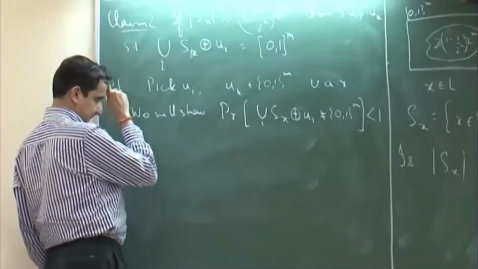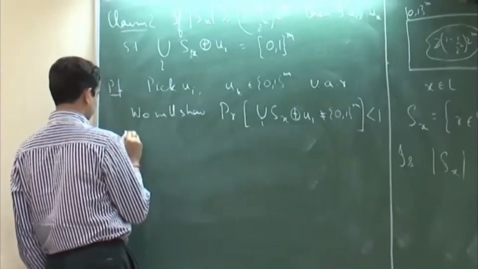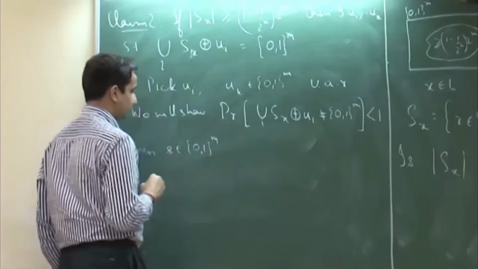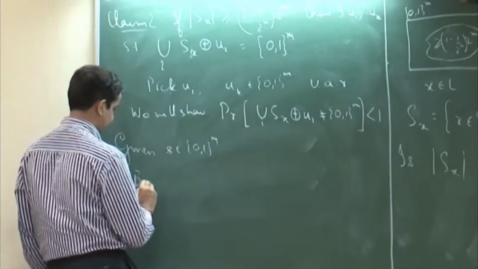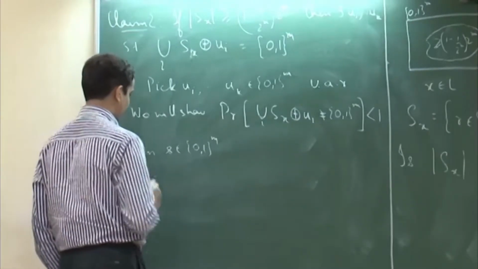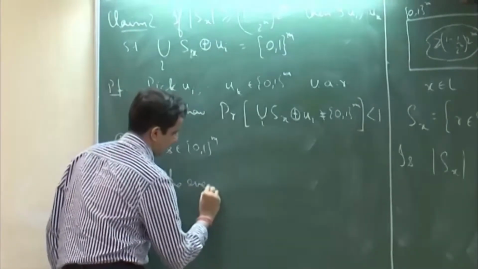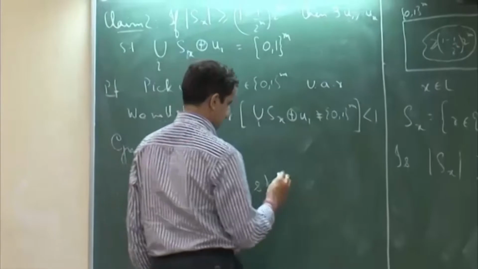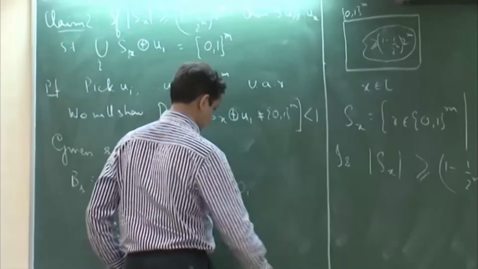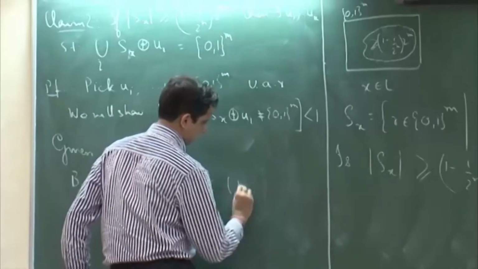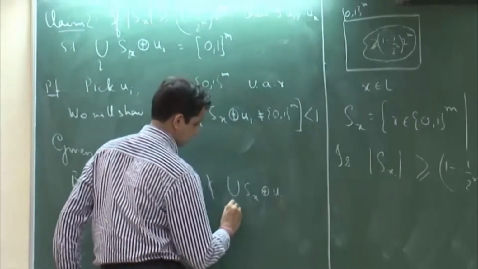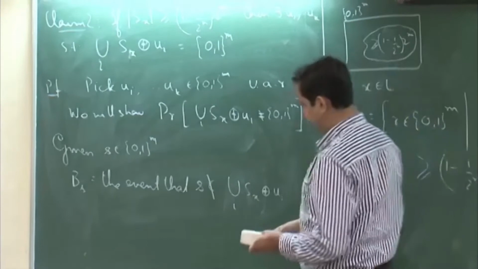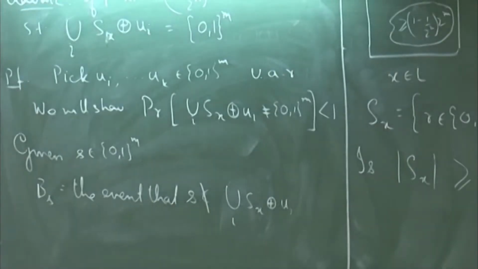So let us define this event. Given a string S in {0,1}^n, we define the event B_S as the event that S does not belong to this union. So all we have to do is calculate the probability of the union of all these events taken over all strings S.